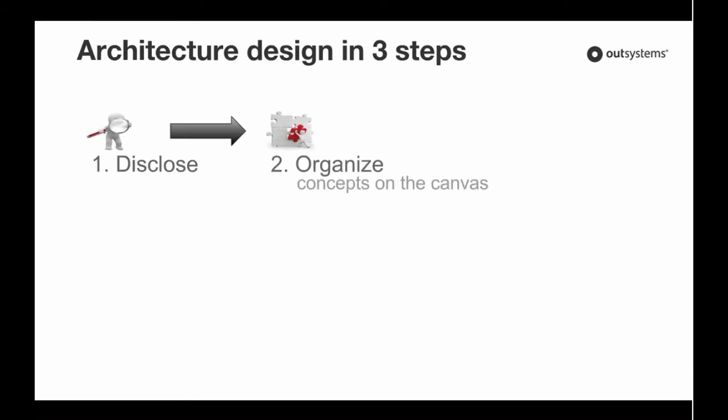So after we disclose the concepts, we can start organizing them. And of course, this is an iterative process. I can keep disclosing stuff and keep organizing in the canvas. So basically, at this point, I'm not thinking about architecture yet. I'm just organizing concepts. But I already think of concepts in a structured way.